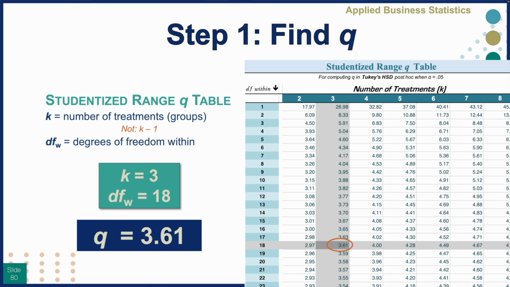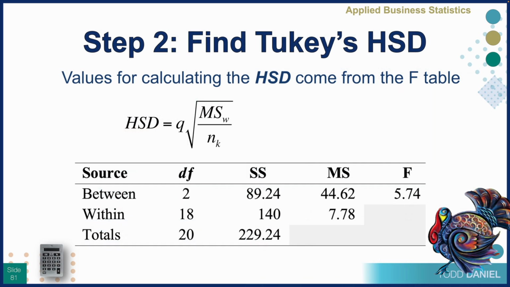Now the degrees of freedom within, that is the total degrees of freedom within, is 18. So with 3 treatments and 18 degrees of freedom, we have a Q value of 3.61. That's not our HSD value, that's the Q value that we're going to plug into this formula. So I'm going to take my mean square within, 7.78, plug that in, over n sub k, which is the level sample size for any particular group.